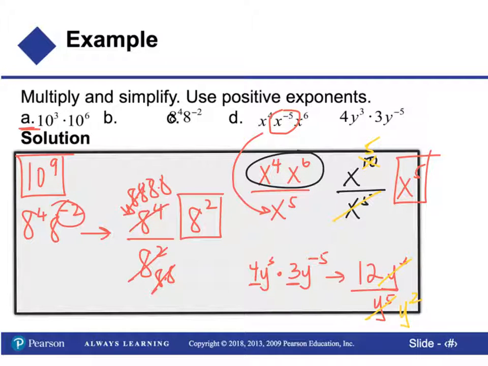Since it's all multiplication, we could just cancel stuff out. So we're left with 12 over y squared as a final answer. All right. 12 over y squared as a final answer. I hope that one made sense.